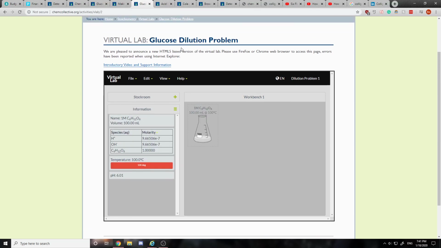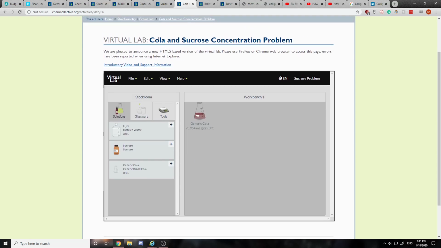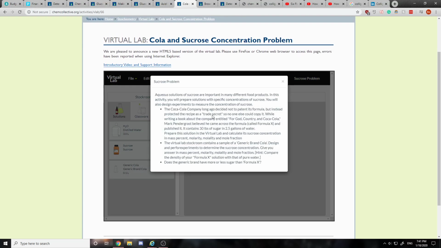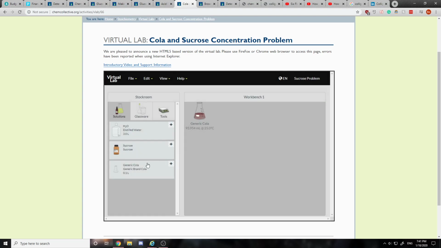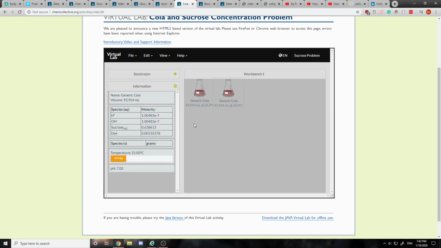So I have a glucose dilution lab, acid dilution lab, Coca-Cola and sucrose lab. This is a little bit different. If you read the problem, it's asking you to find out what the concentration or how much sugar was put into this generic soda. But just read the problem.